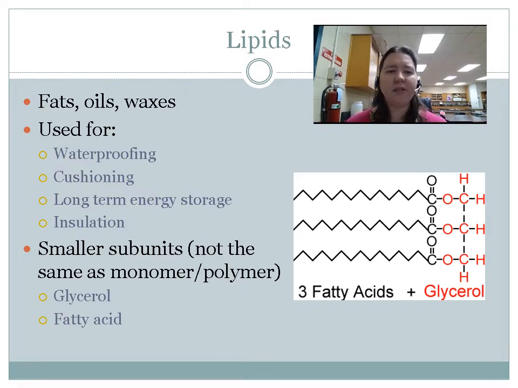And then a couple of little different things related to cushioning and waterproofing. We get some insulation. So fat helps keep organisms warm. If you think about whale blubber, okay, the whale blubber is to keep them warm. It does also help with buoyancy and stuff like that, but okay. And then last but not least, long-term energy storage.